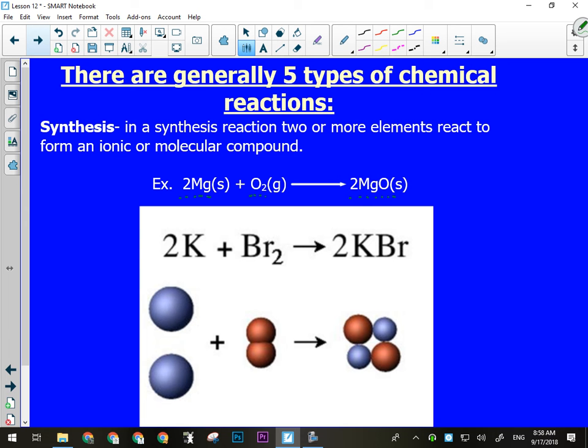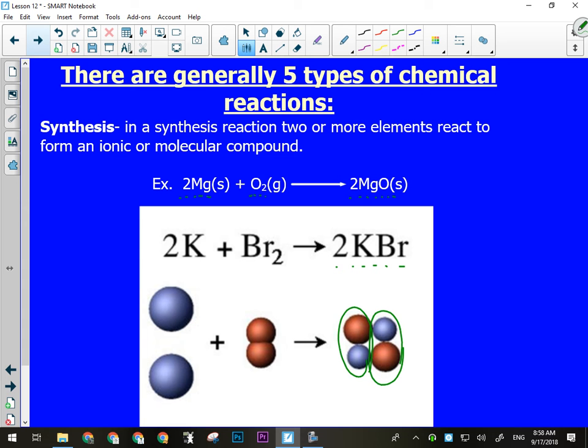So those 2 elements are going to react, and they are going to form 2 molecules of potassium bromide. So here would be 1 molecule of potassium bromide, and there would be the other molecule of potassium bromide. So in a synthesis reaction, we go from 2 elements to 1 compound. Questions on synthesis? It's pretty straightforward.